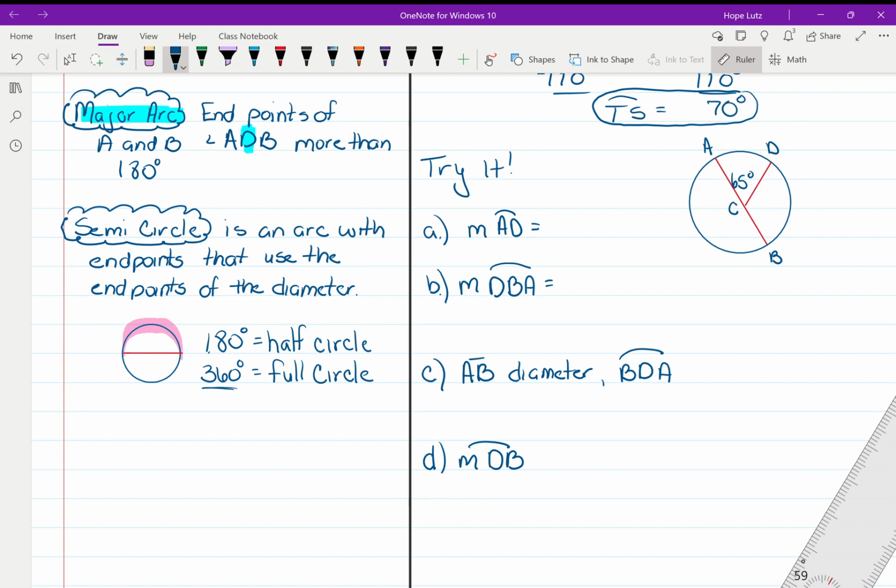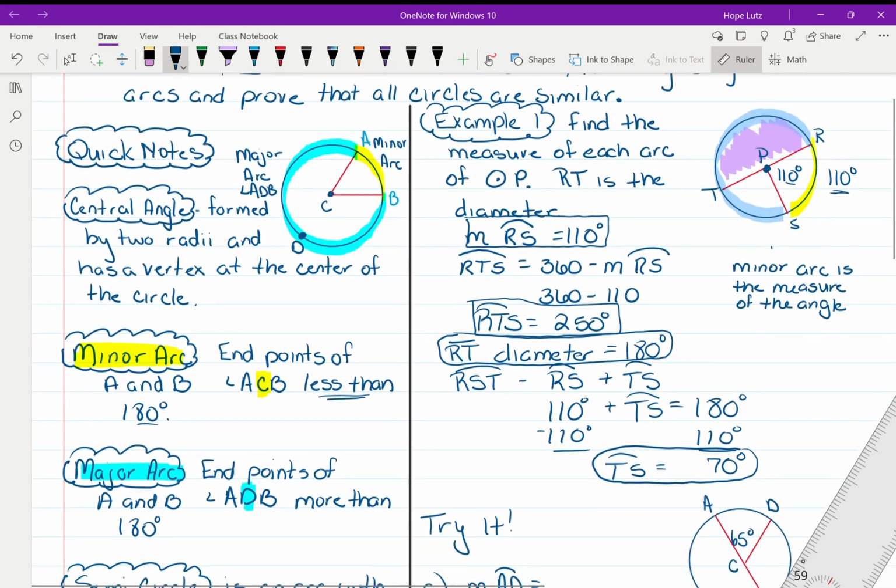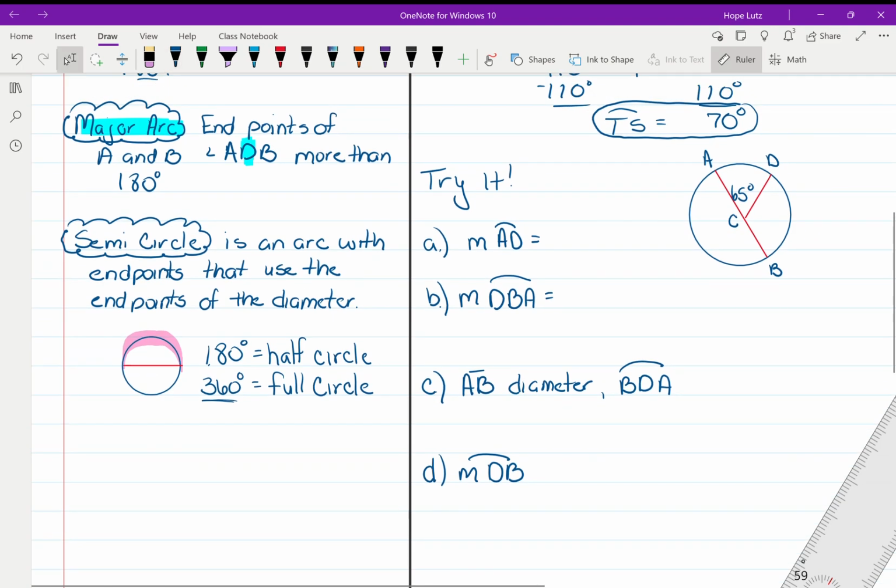All right, so that's example number 1. So you're doing the try it. Once you get done with this try it, you're going to put your answers into Canvas and then do some practice problems.